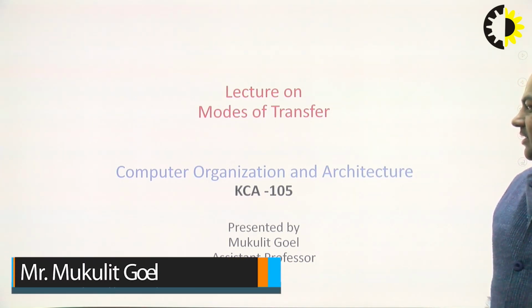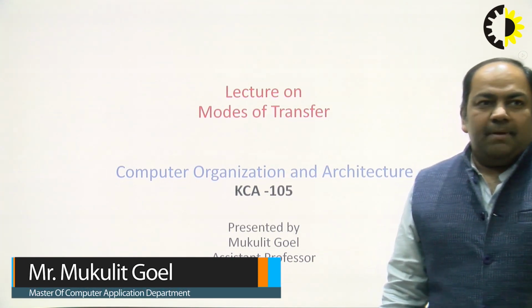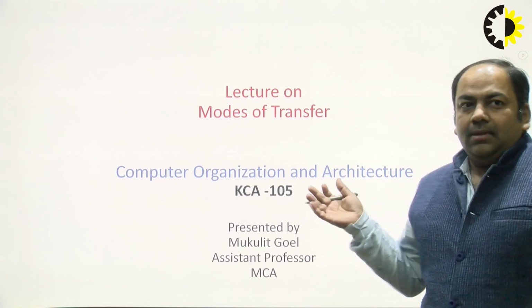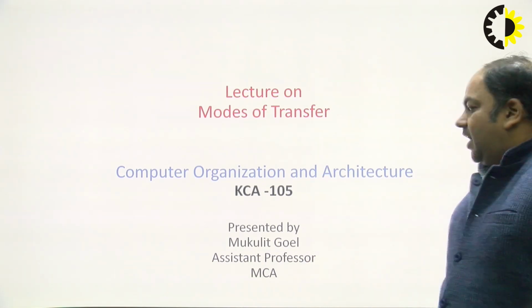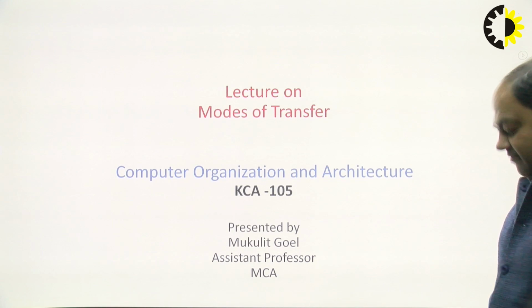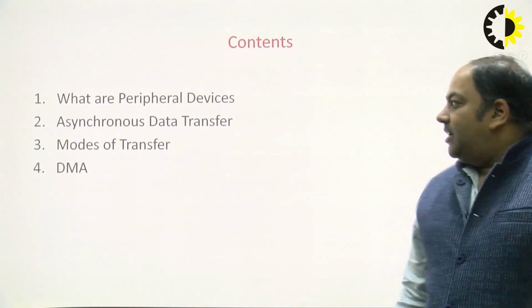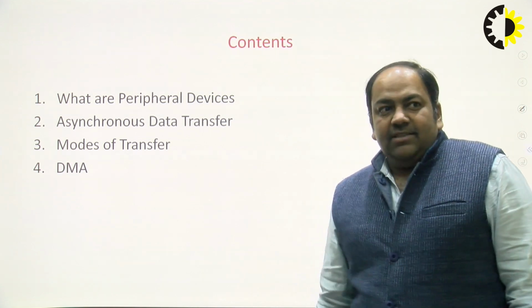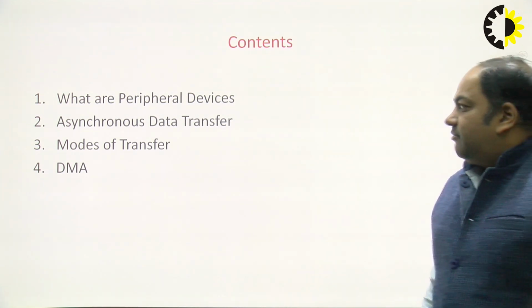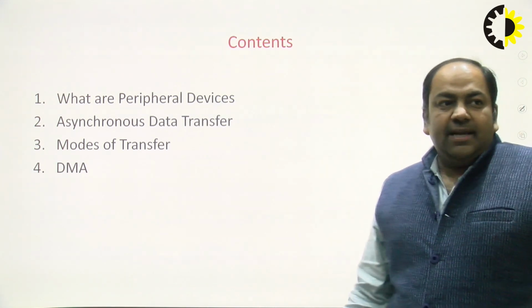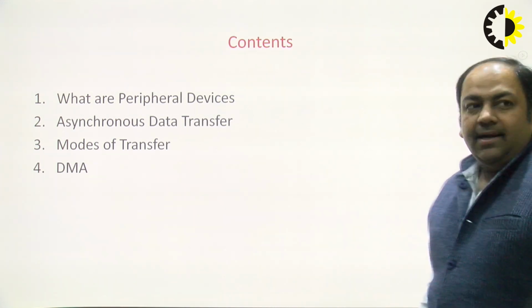Today I am going to present my topic, which is mode of transfer in computer organization and architecture, paper code KCA 105. First of all, what are the contents of my presentation? First, I will explain what the peripheral devices are. Second is different types of transfers. Third, mode of transfer, which is of 3 types, and last is DMA in detail.